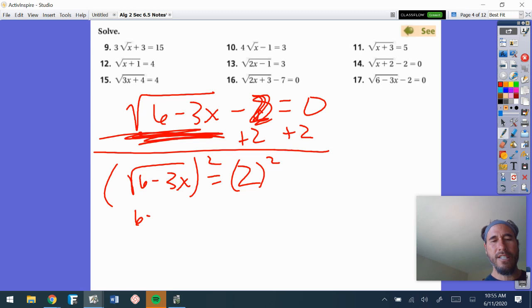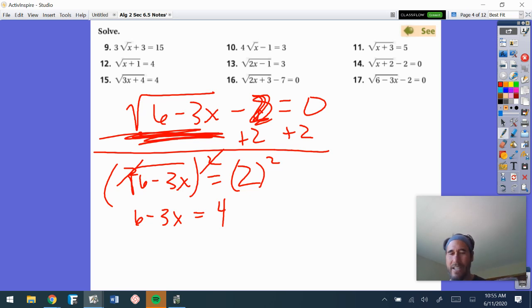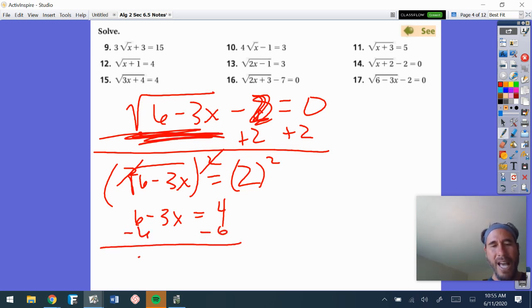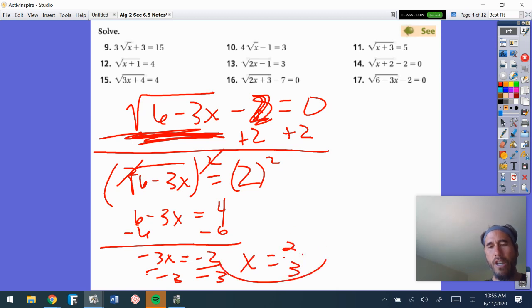Okay, so I get 6 minus 3x equals 4. Remember, those guys, kind of like 2 divided by 2 is 1, they cancel each other out. Now let's solve. Minus 6, minus 6. I get negative 3x equals negative 2. Divide by a negative 3. And I get x equals a positive 2/3.